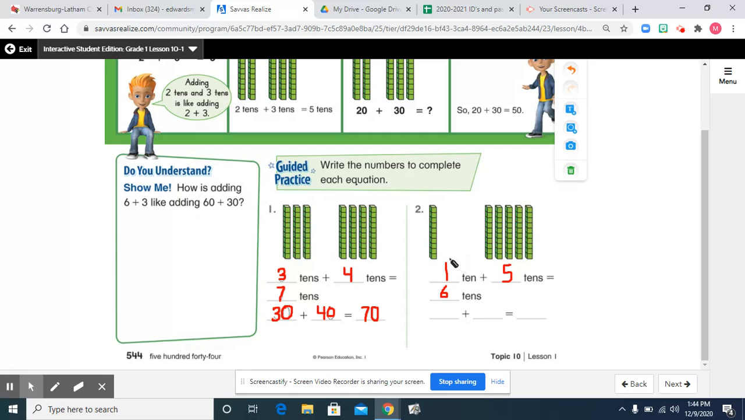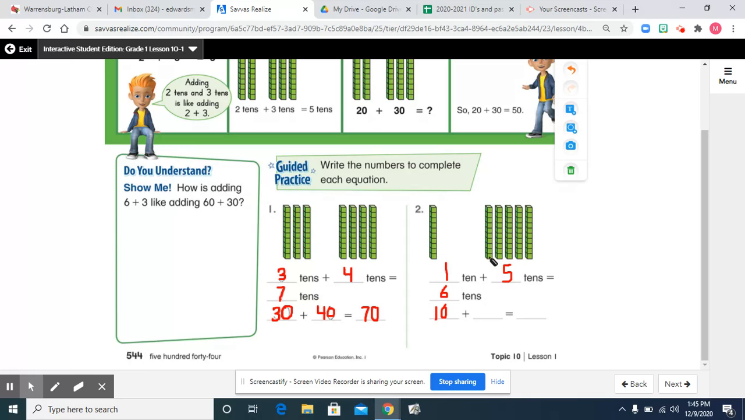Now we actually have to put down how much each of these are worth. Okay, so there's only 1 ten here, and we know that there are how many cubes in 1 ten? Well, there is 10. 10 cubes in 1 ten. And I forgot to tell you, but these are called longs. Longs are worth 10.